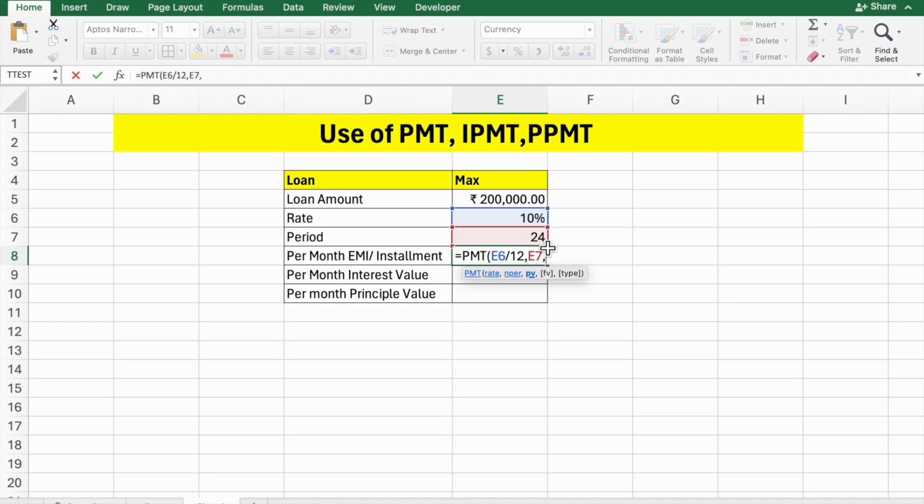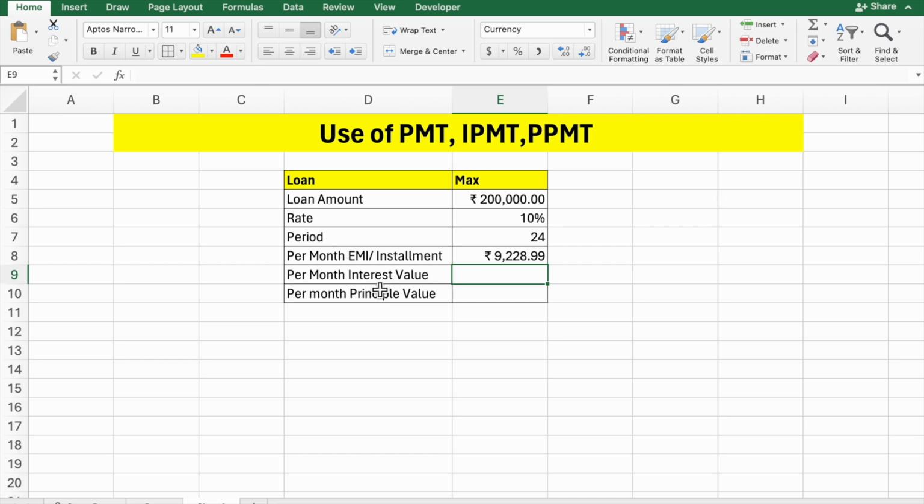Then it will ask for PV. PV means principal value, so now you have to select that. In front of the principal value you have to enter minus, so that all the numbers will be positive. Okay, so this is the installment or EMI value Max has to pay per month, for 24 months or 2 years.